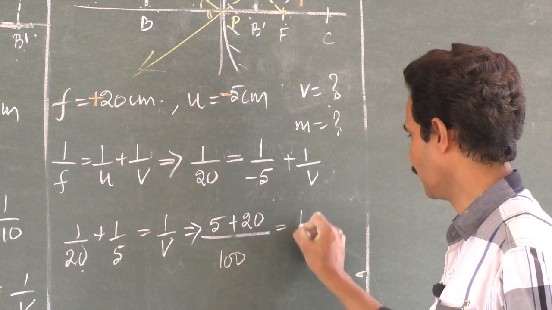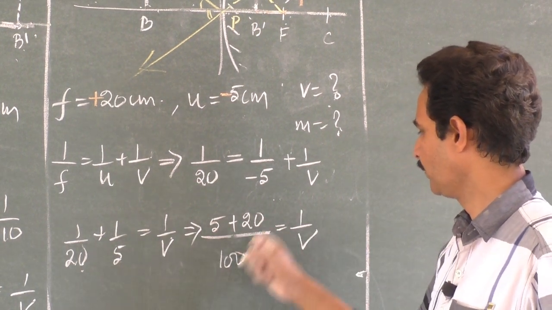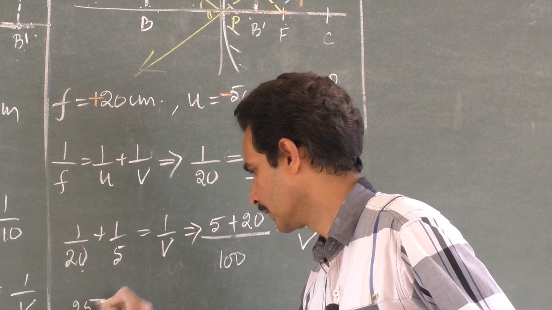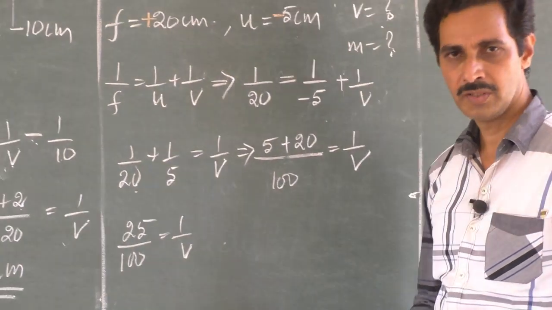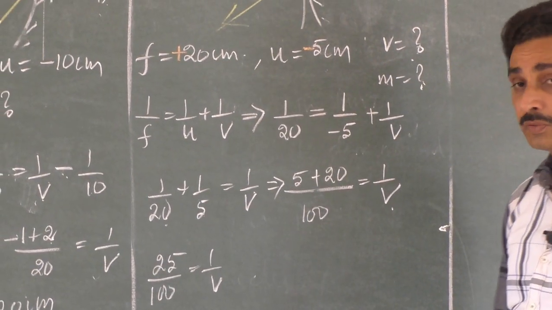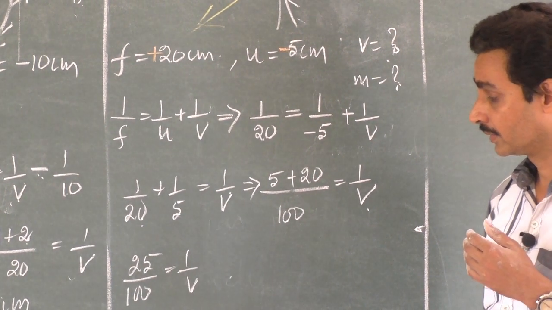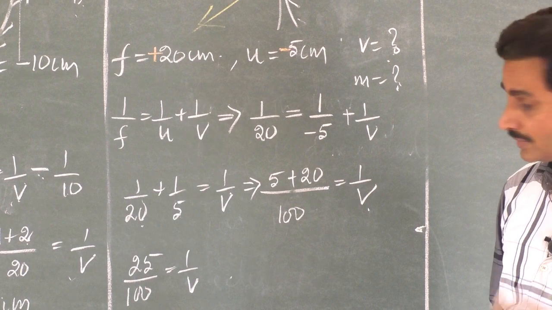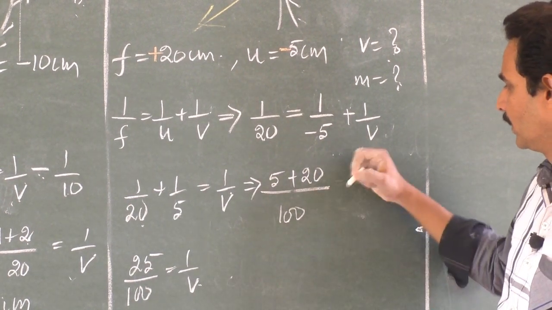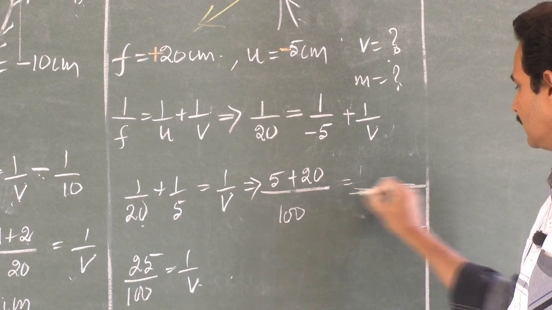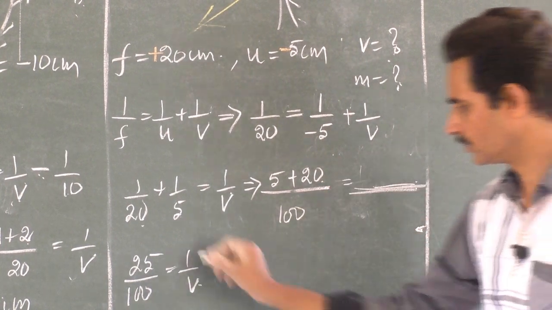25 by 100 is 1 by v. See the method of solving. I always write 1 by v. I don't leave it at all because I don't want to get carried away towards a wrong answer. There is a chance that if you don't write 1 by v, I will write this itself as the answer. That is not the answer. That is 1 by v.